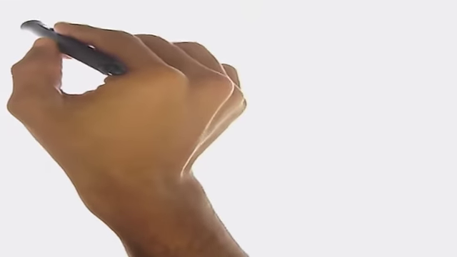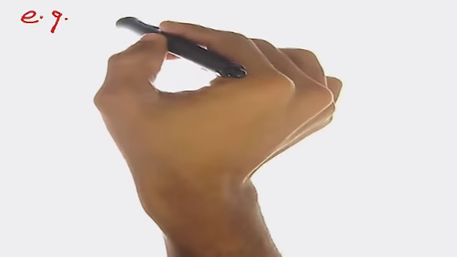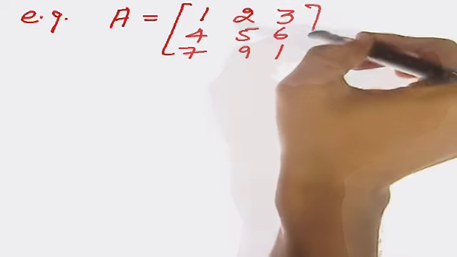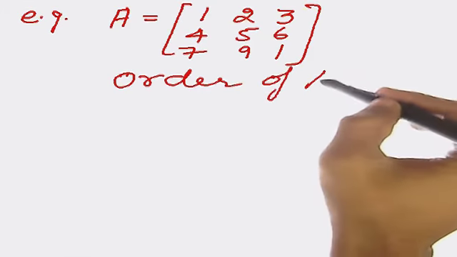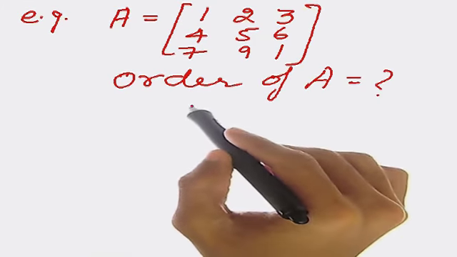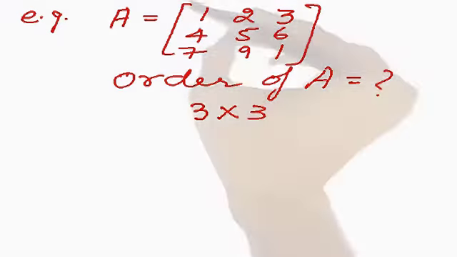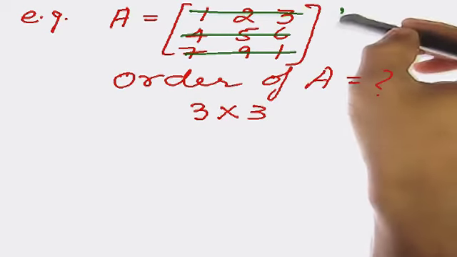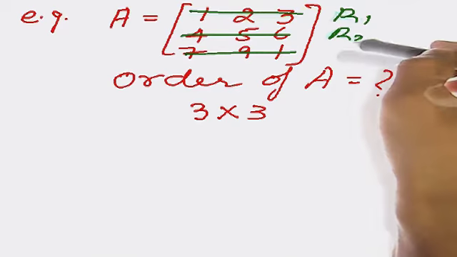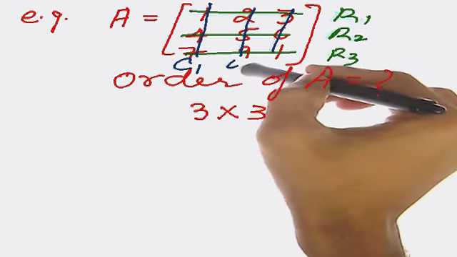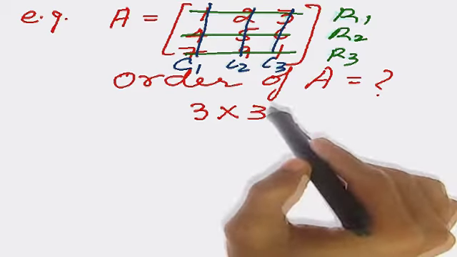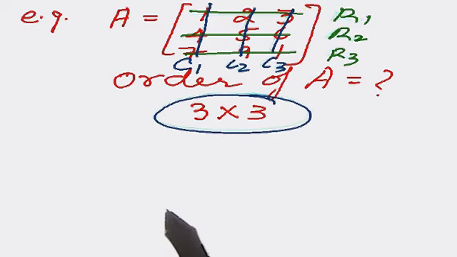Friends, let me give you some examples so you can guess the order of these matrices. Let's say which contains these elements. Can you tell me the order of this matrix A? The order of this matrix A is 3 by 3, as the number of rows is 3, let's call them R1, R2 and R3. The number of columns is also 3, let's call them C1, C2 and C3. So the order of this matrix comes out to be 3 by 3.